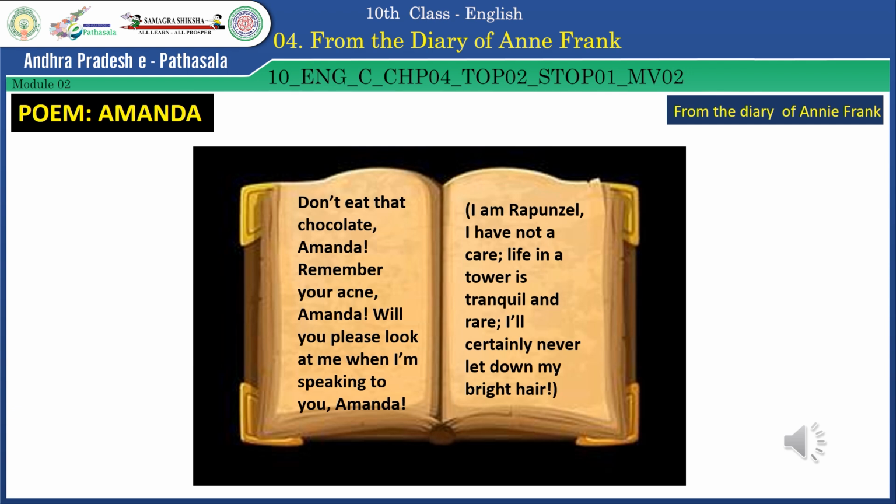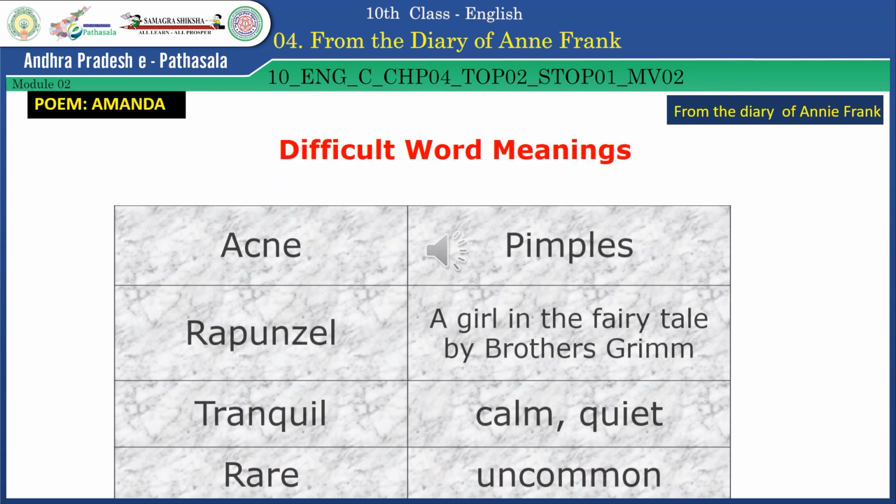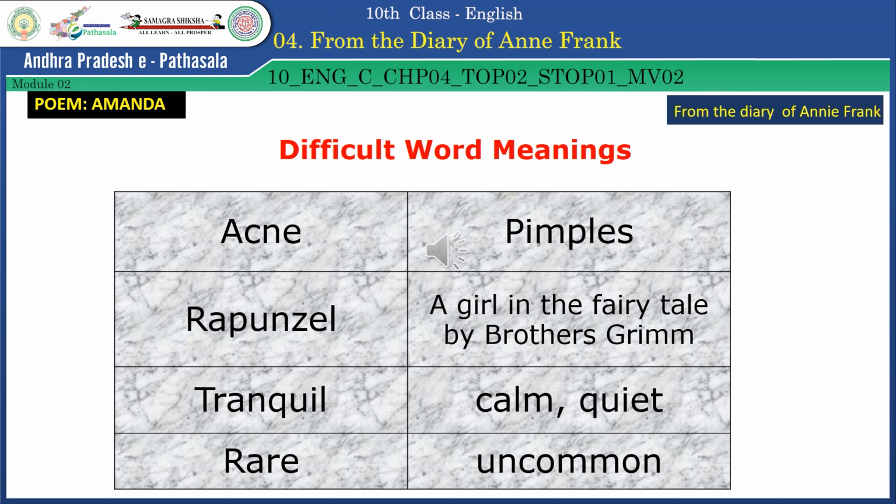Now, children, let's learn meanings to difficult words in this stanza. Acne, pimples. Rapunzel, a girl in the fairy tale by Brothers Grimm. Tranquil, calm, quiet. Rare, uncommon. Children, let's continue.